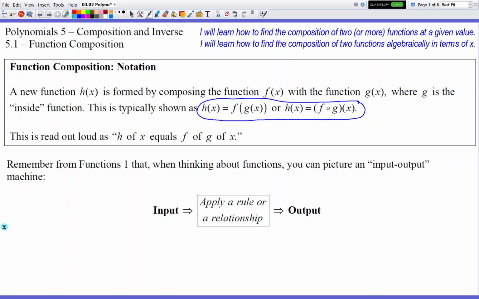Okay, but for me, I prefer this way of writing function composition. It seems more natural. It seems more similar to how we wrote functions in the past, with parentheses and no little degree symbols that look like the word fog. Okay, all right, so let's move on.